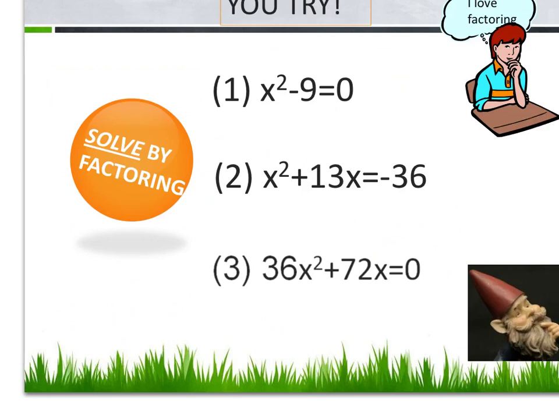Alright, so go ahead and factor these and then set each of your binomials or monomial to 0 and solve for x. Remember, all of your solutions should either be x equals something or x equals something, or you should have it in brackets separated by a comma.